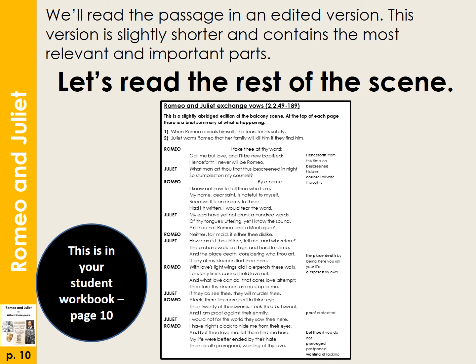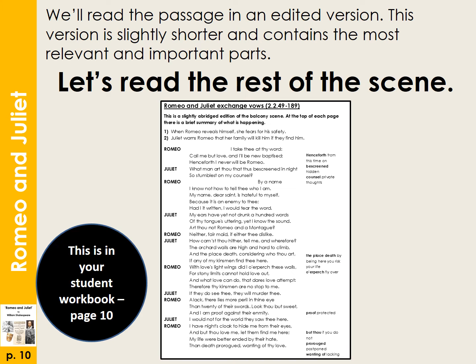So we're going to read the rest of the scene. Now, this is in your workbook on page 10. So I want you to go and grab page 10 in your student pack and follow along. It starts with Romeo and Juliet exchange vows. And we're looking at Act 2, Scene 2, lines 49 to 189.